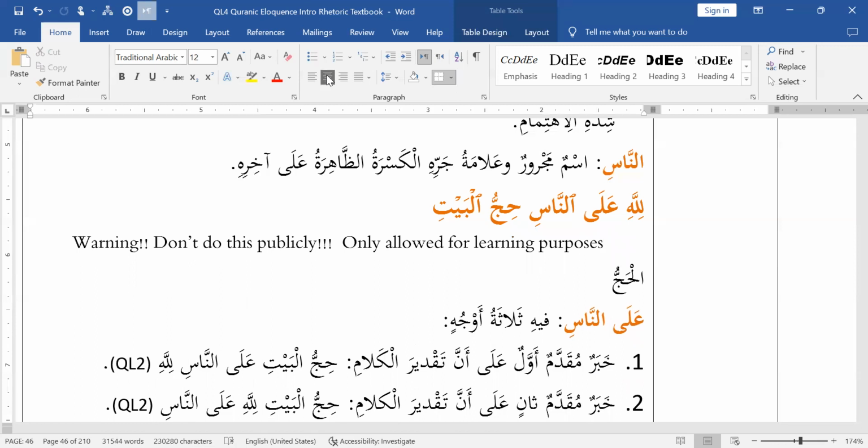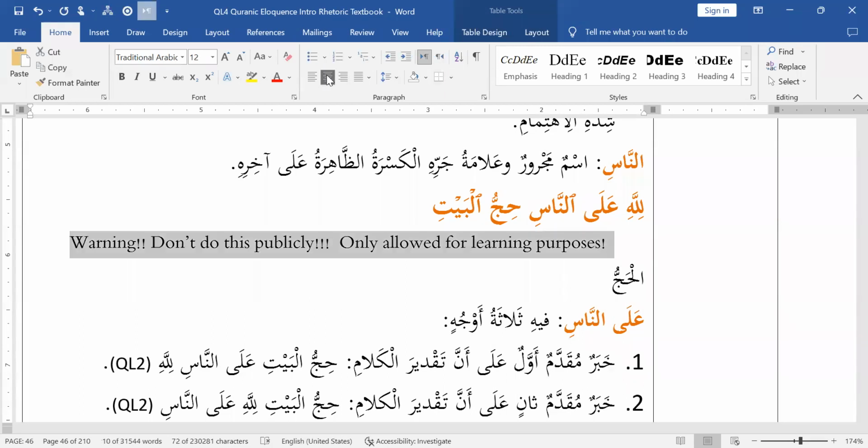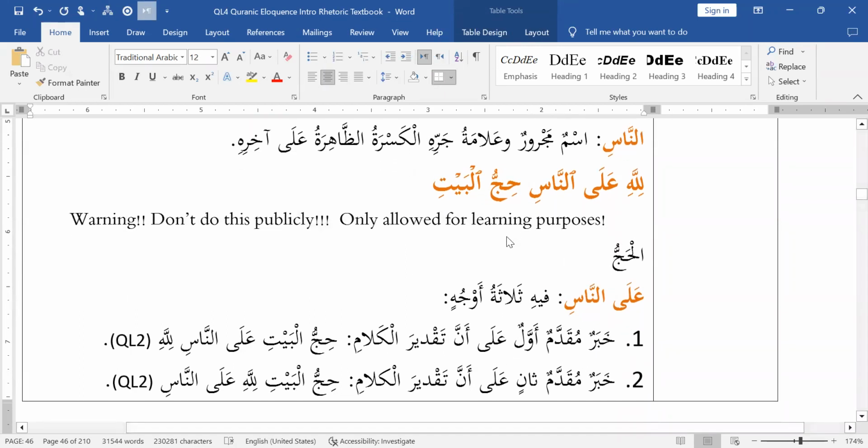Because you will get attacked verbally or physically in the Muslim world. People take religion very seriously in the Muslim world. And if they see you tampering, doing anything with the Quran, even a single letter, you will get attacked physically. So this is only allowed for learning purposes.